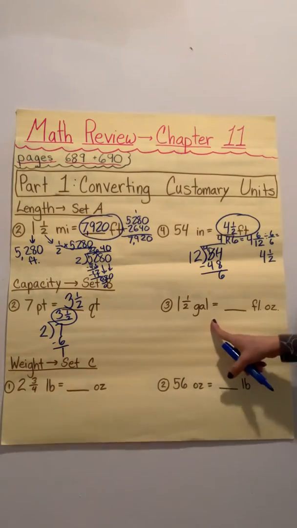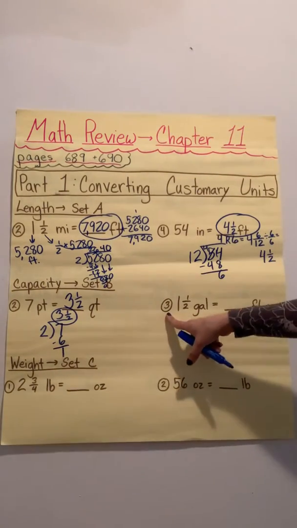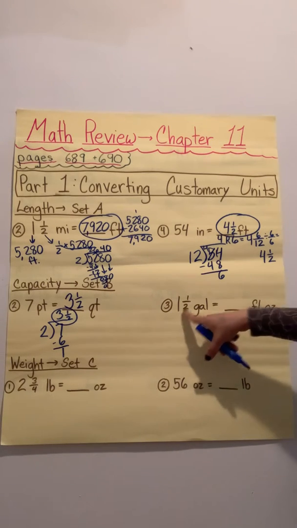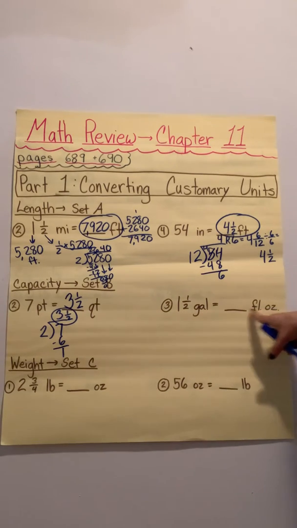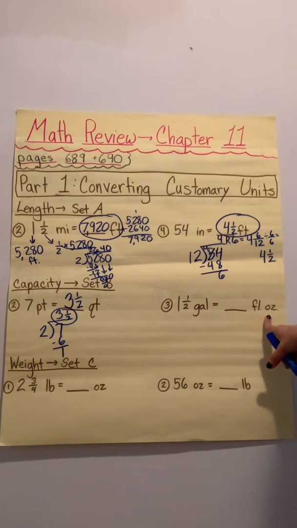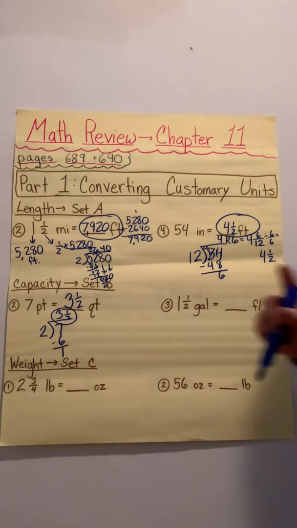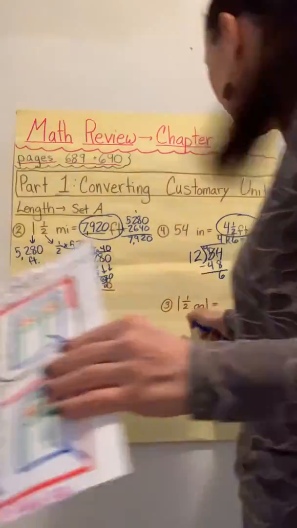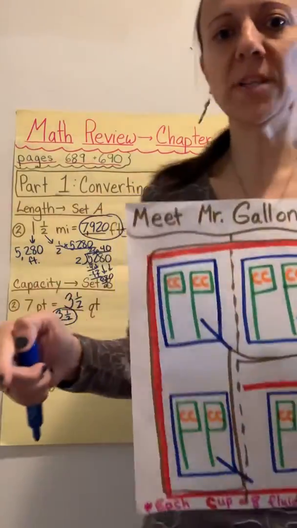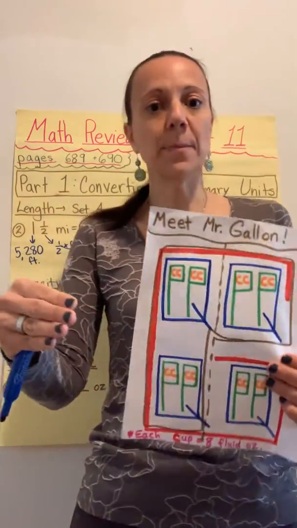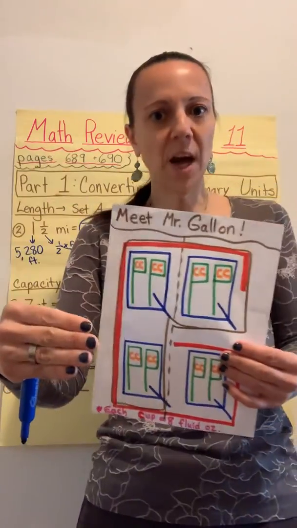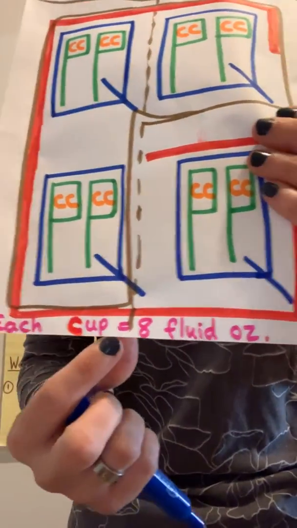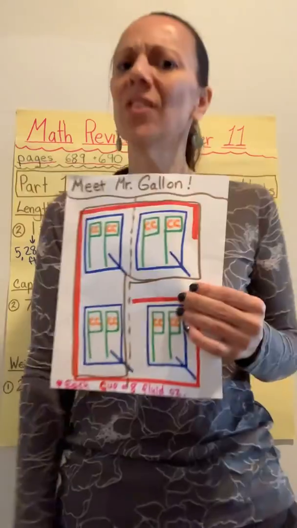Okay. The other one I picked from this set, going the other direction, starting with a bigger unit, is number 3. Here I have 1.5 gallons, and I want to change it into fluid ounces. If I do not use Mr. Gallon, this is a lot of steps, because I would have to first go times 4 to get to quarts, then times 2 to get to pints, then times 2 to get to cups, and then times 8, because there are 8 fluid ounces in a cup. So that's a lot of steps.